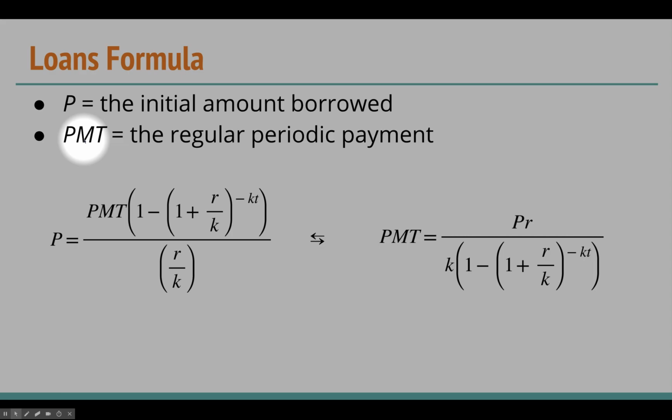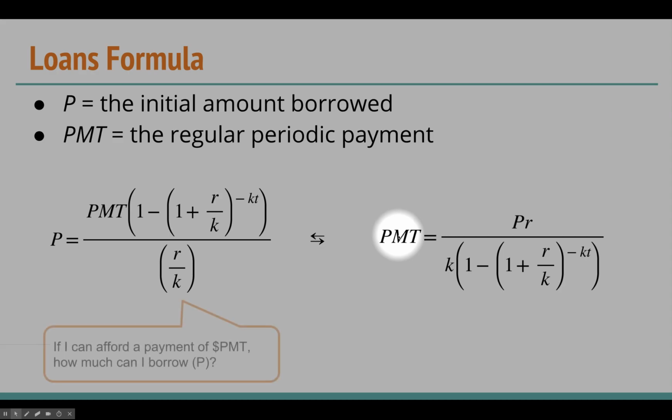So if you go back and look at the equations, you have essentially the same equation now with new variables. Instead of W, you have PMT for the payment over here on this side, and then when you rearrange it, you end up with the same thing here.